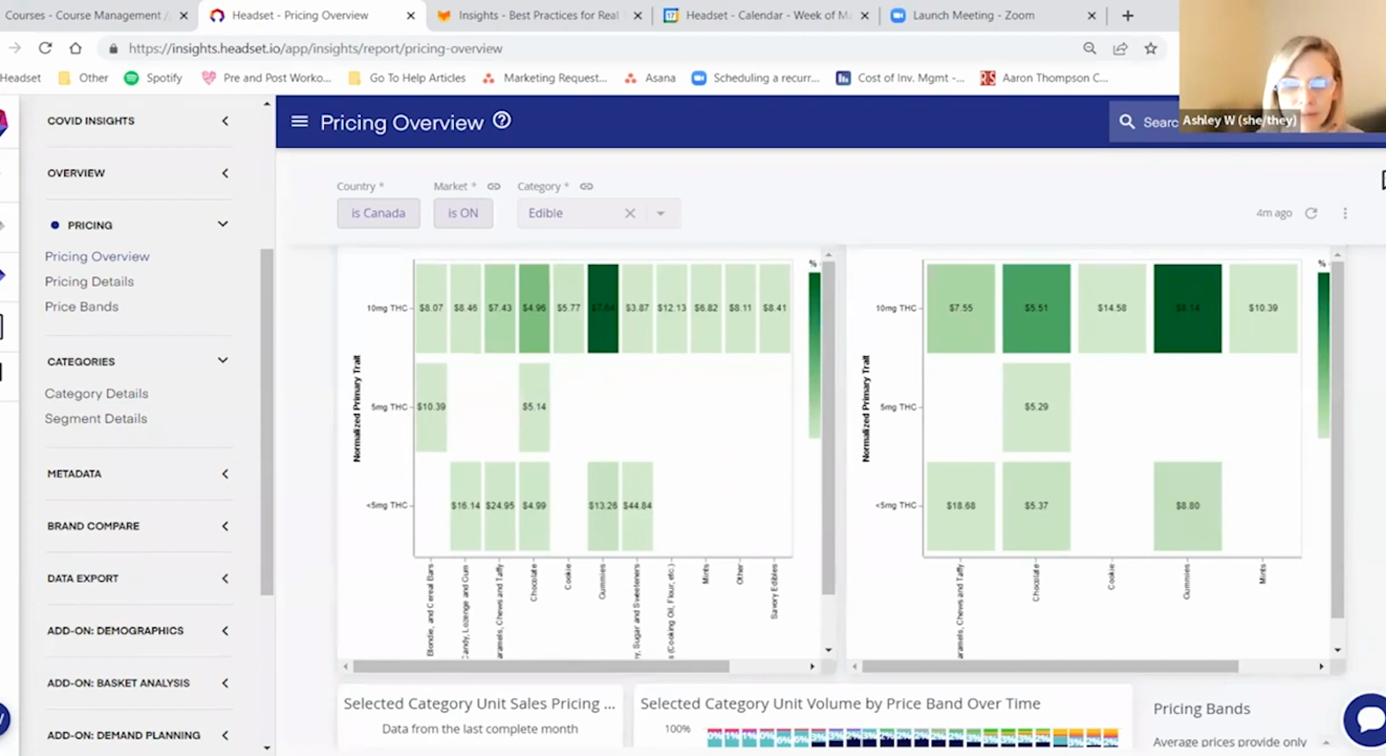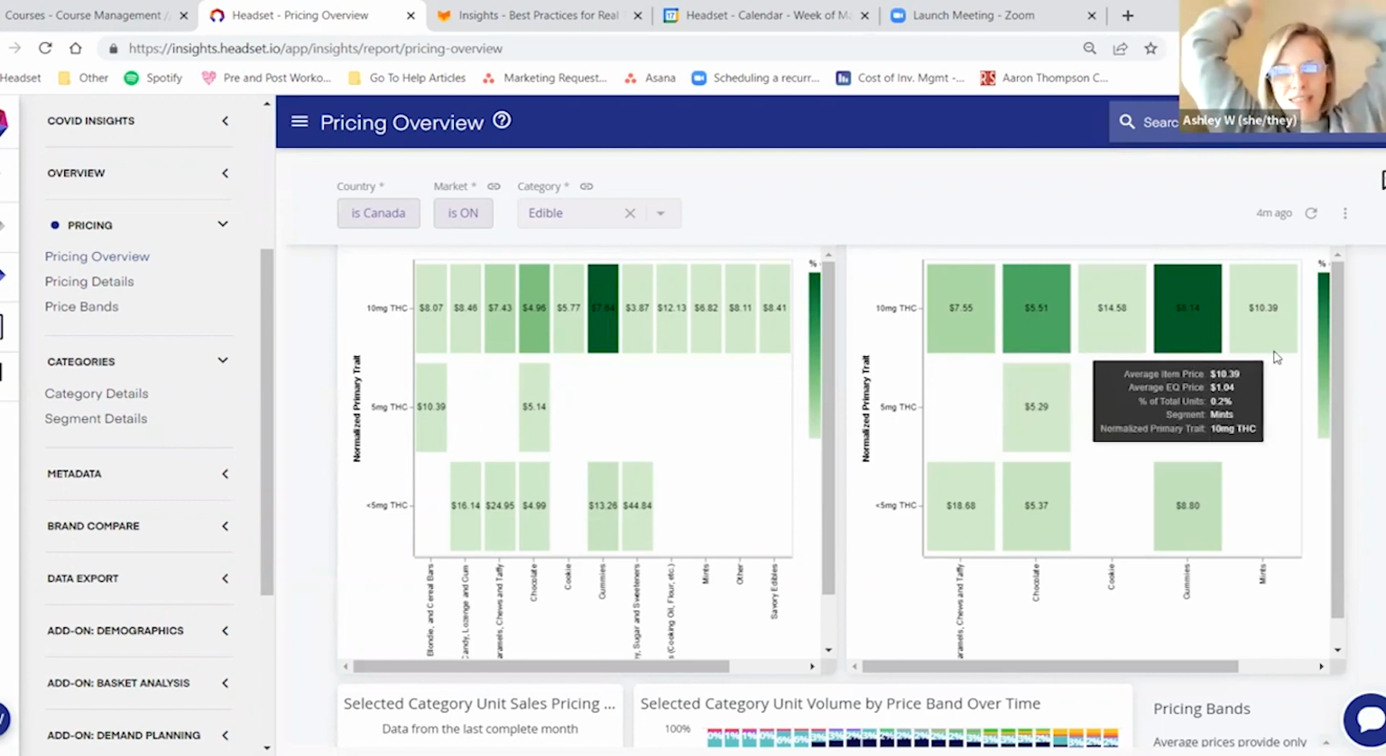Gummies are still king. They're still driving the bulk of sales and unit volume. They represent 58.2% of the total category sales in that 10 milligram package size. This same time last year, that was actually a little bit lower. So year over year, we're seeing an increase in market share.